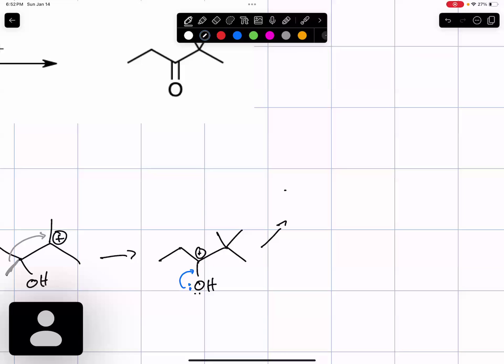Okay, now, boom, we have the blue lone pairs forming the pi bond, you said? Yes, ma'am. But now I have this hydrogen. And what's the formal charge on oxygen in this state? +1. Okay, and how do I get rid of that hydrogen? How do I deprotonate? Proton transfer. Exactly. So I would use a water.